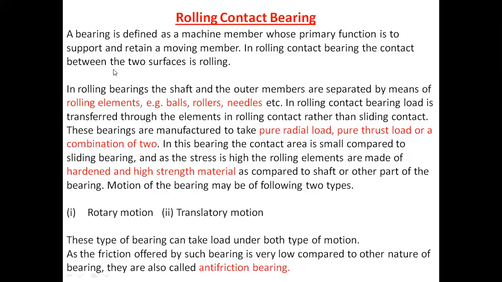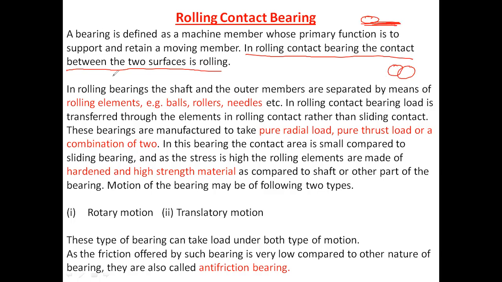Now here we can see again a definition. A bearing is defined as a machine member or machine element whose primary function is to support and guide a moving member. So in a rolling contact bearing, the contact between the two surfaces is rolling, means roller. It is rolling over each other. What we have seen in a sliding contact bearing is that it is sliding over each other. Here it is rolling with the help of each other.